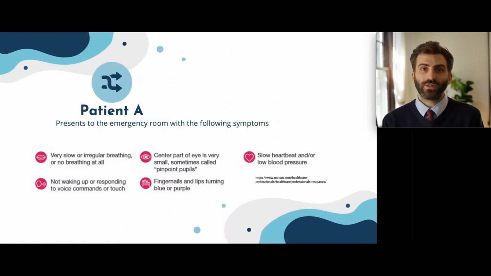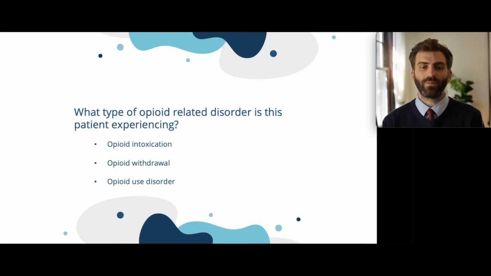So I have a few patients to walk through. First we have patient A. Patient A presents to the emergency room with the following symptoms: very slow or irregular breathing, not waking up or responding to touch, pinpoint pupils, their skin turning blue, slow heart rate. What type of opioid-related disorder is this patient experiencing? Is this opioid intoxication, opioid withdrawal, or opioid use disorder? Feel free to pause and think about it, but this patient is experiencing opioid intoxication or an opioid overdose.